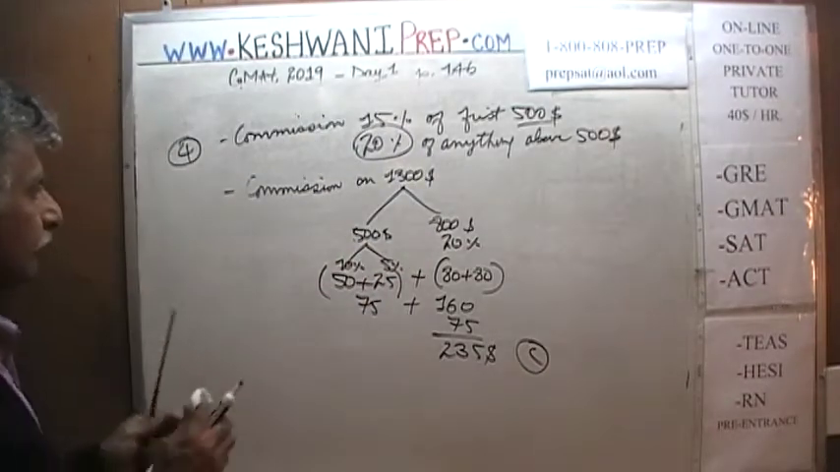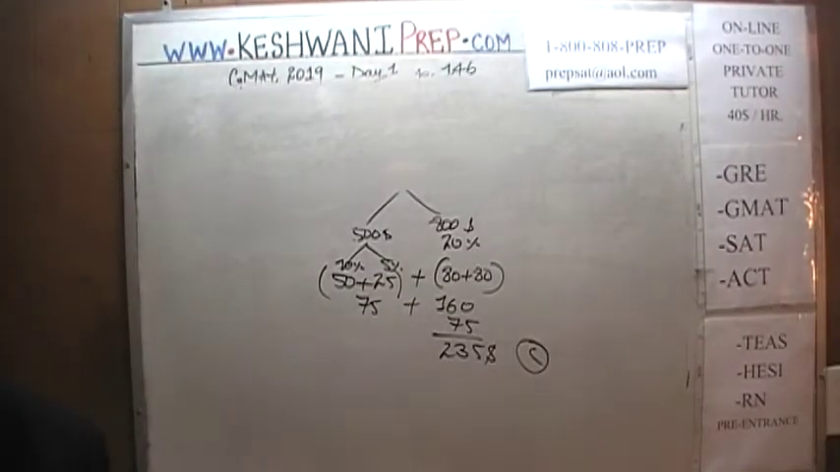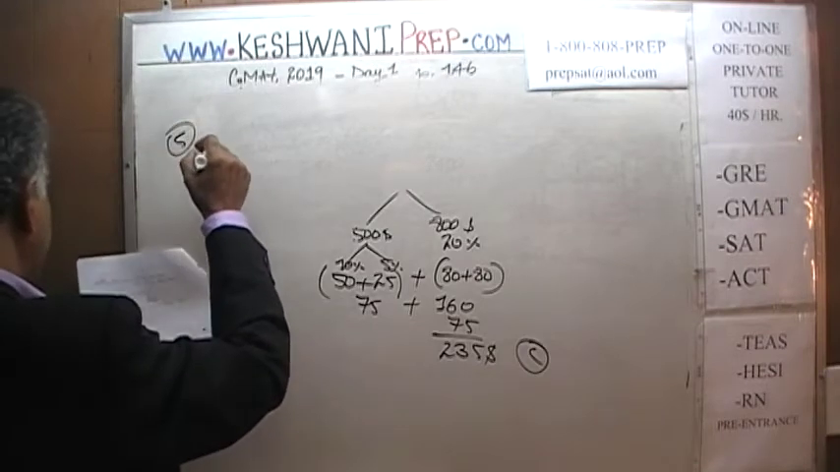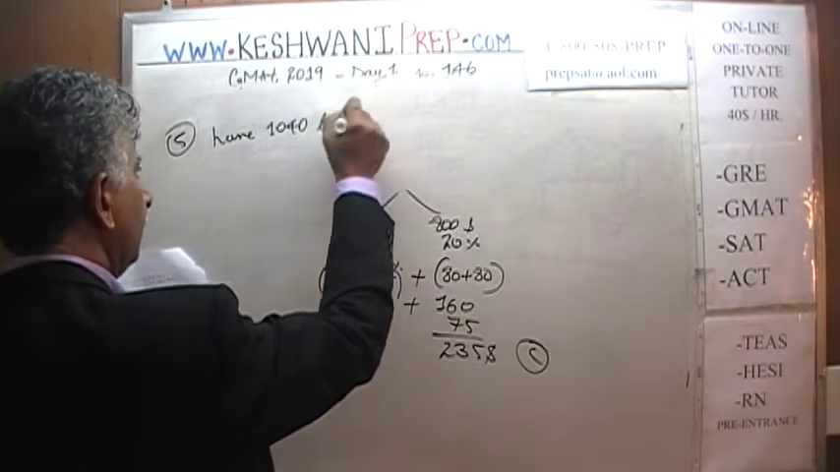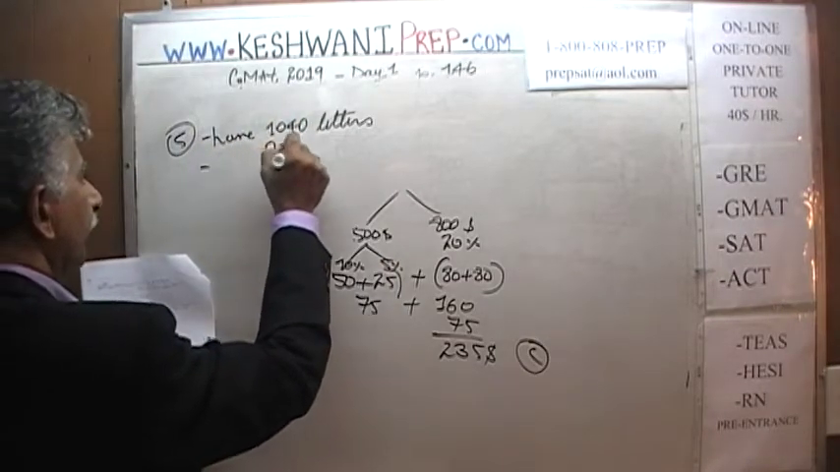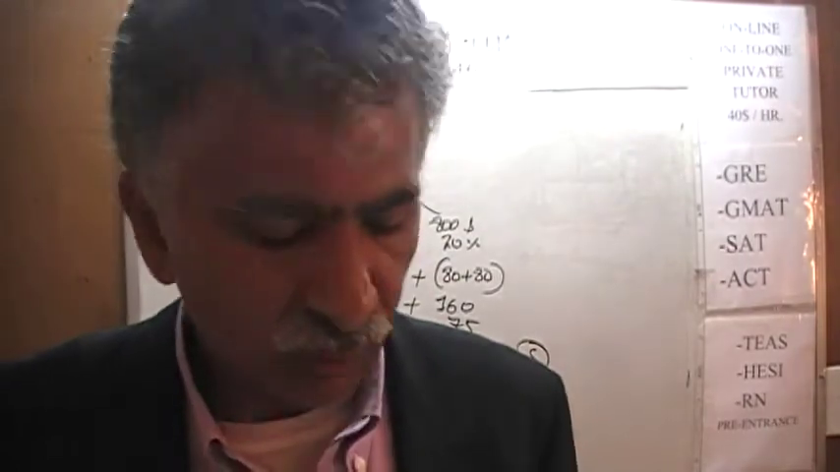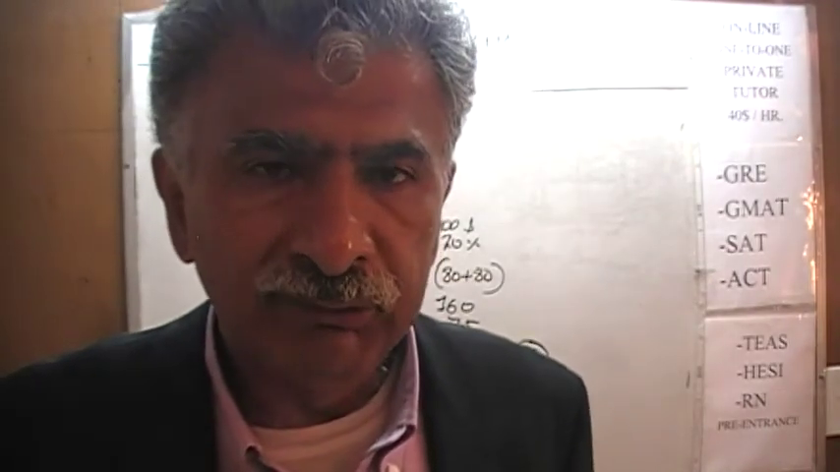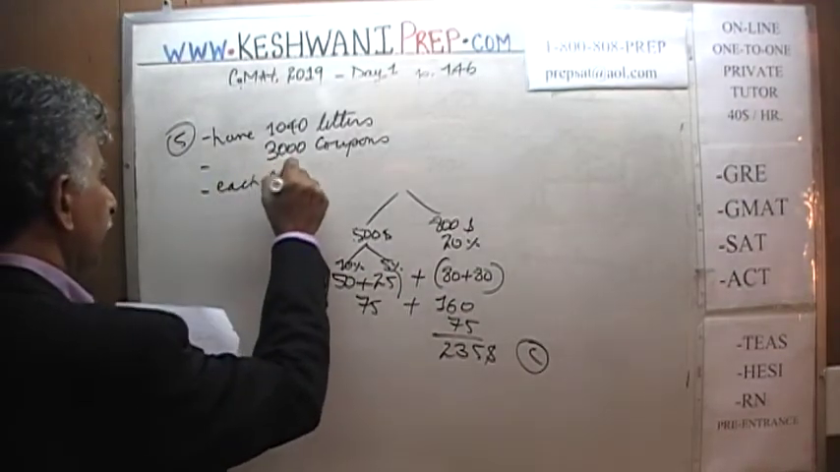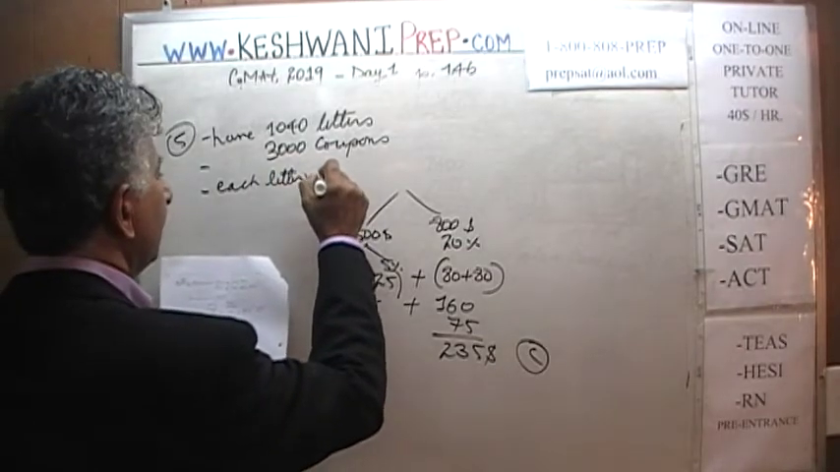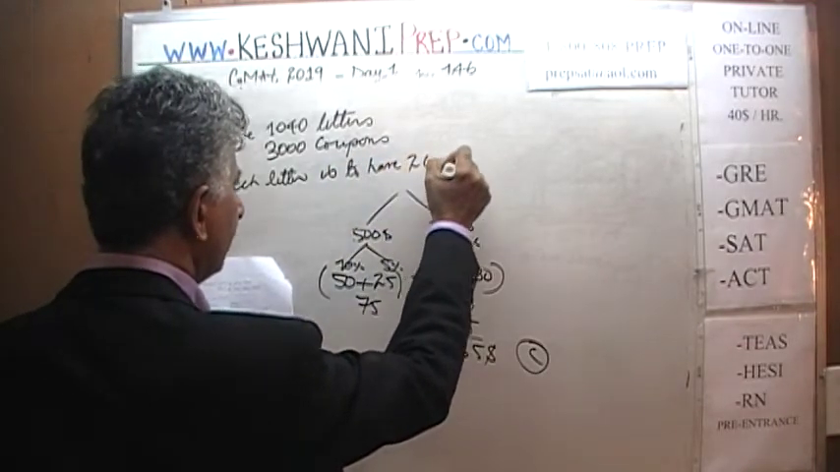Number four. That was number four, wasn't it? Number five, we are told that we have 1040 letters, and also happen to have 3,000 coupons. We have 1,040 letters and 3,000 coupons. Apparently, we're going to mail out these letters along with these coupons, and each letter is to have two coupons.